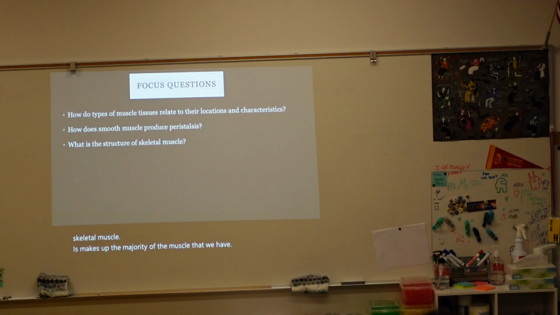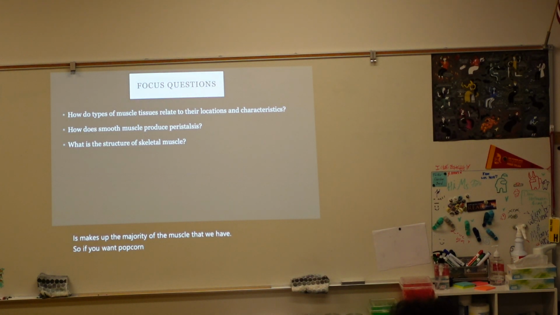So if you all could popcorn this out, anyone could start. How do types of muscle tissues relate to their locations and characteristics? How does smooth muscle produce peristalsis? Peristalsis. What is the structure of skeletal muscle?